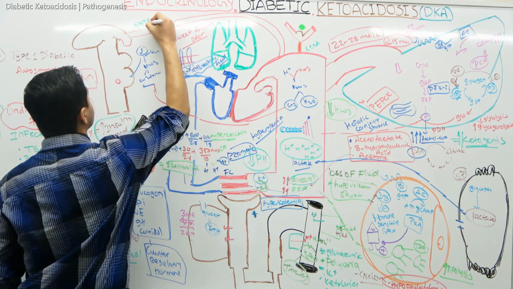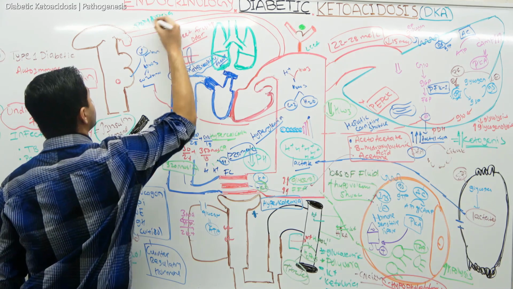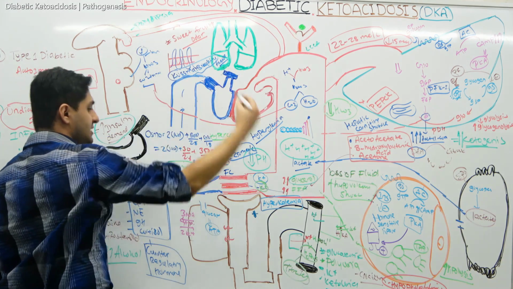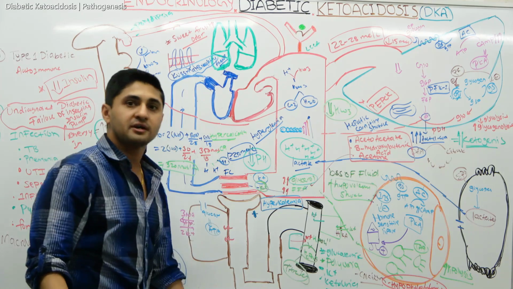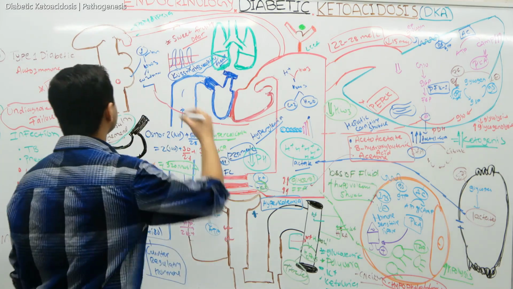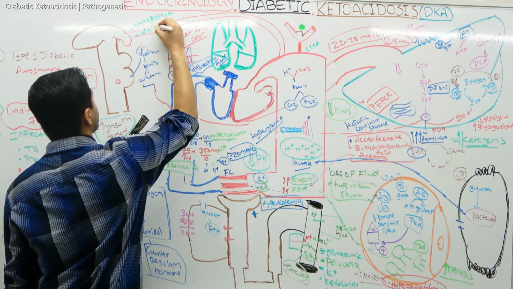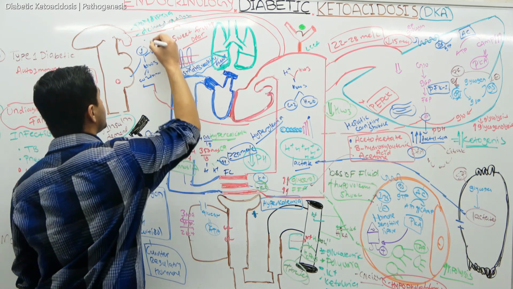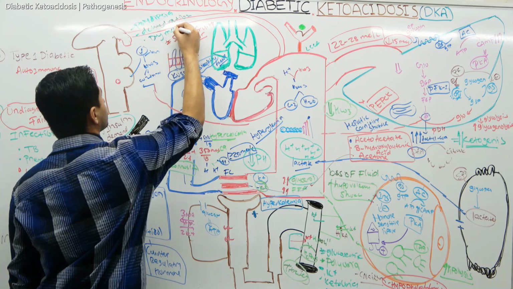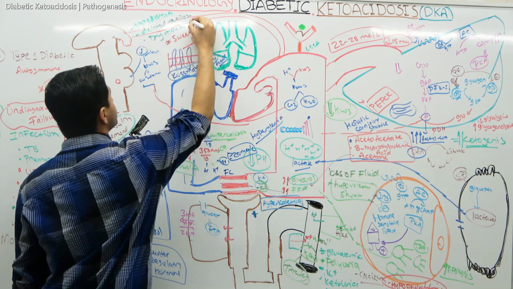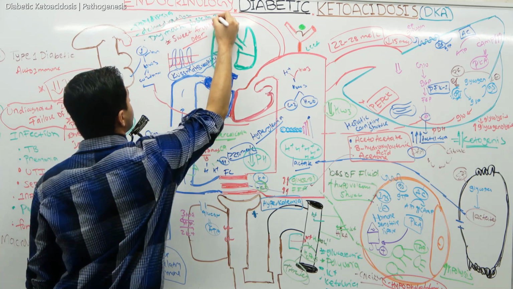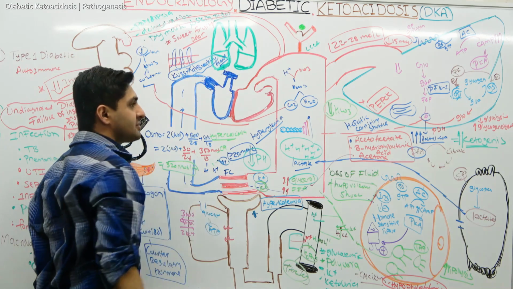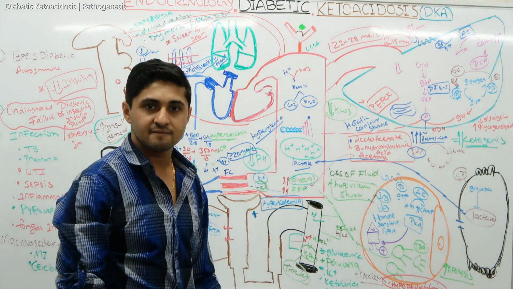Polydipsia is there, okay, and then not only this, because of the loss of fluid, you become severely dehydrated, right? And because of that dehydration, you see a dry mouth, and you see a decrease in skin turgor. These are all the clinical manifestations that you could see in DKA, okay?